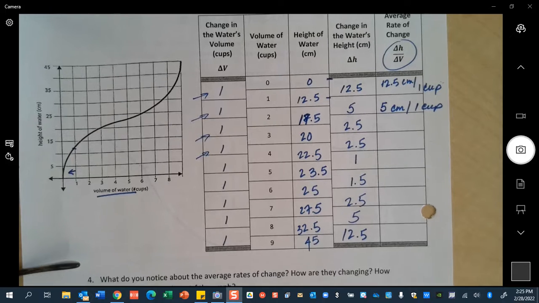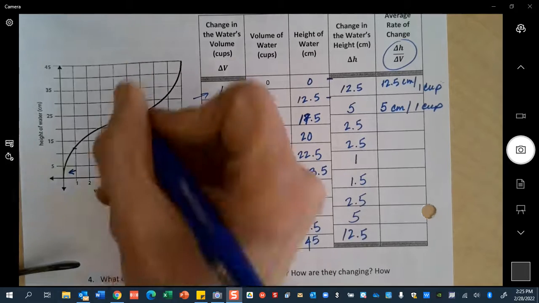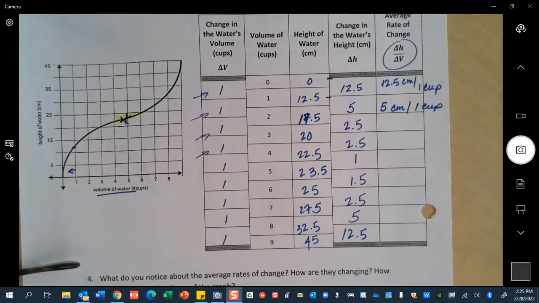But then something happens right around here. And my bottle halfway up starts to change shape. Because now I put each scoop of water in, and my height is jumping and jumping and jumping to the point it's increasing, just almost mirroring this. So I'll leave you with that thought.